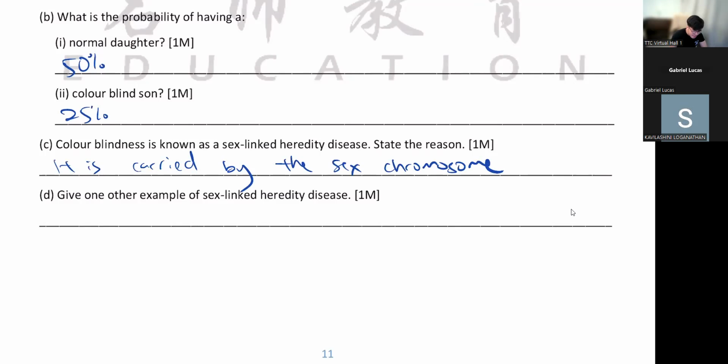So another example of sex-linked. So far, you have learned 2 sex-linked disease. One is color blindness, right? What is the other one? Do you remember? The ones to do with your blood. Yes, hemophilia.